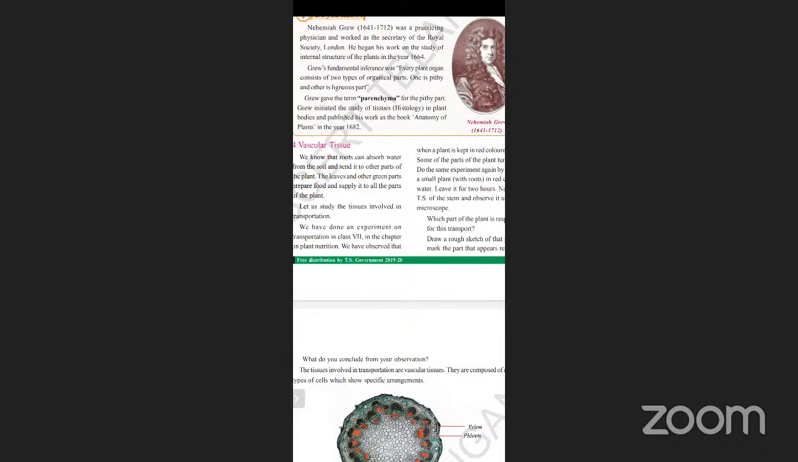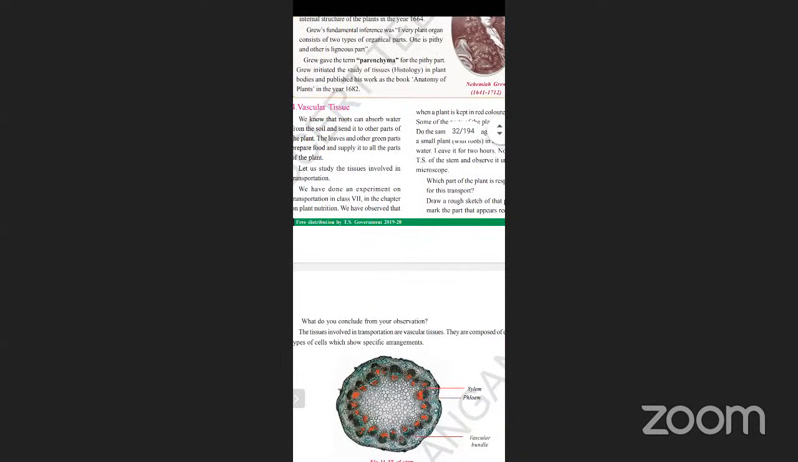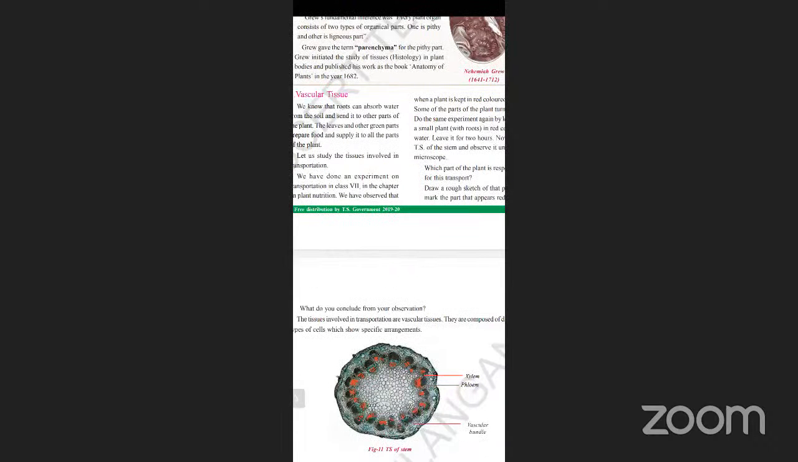And Grew initiated the study of tissues, histology, in plant bodies and published his work as a book, Anatomy of Plants, in the year 1682. Okay, he published his work as a book. The book name is Anatomy of Plants, in the year 1682.